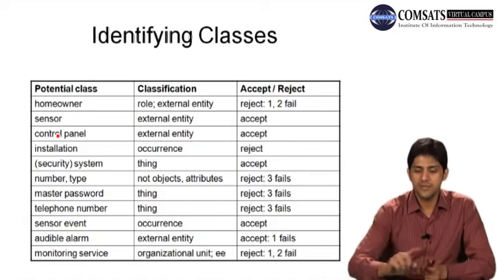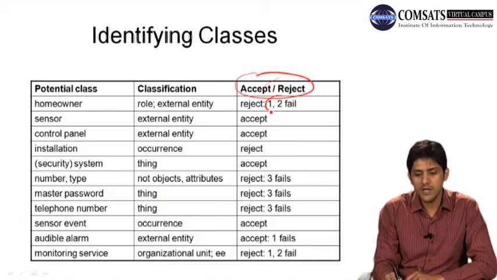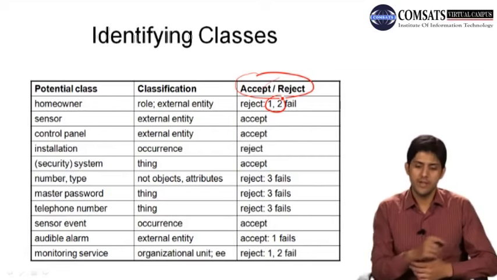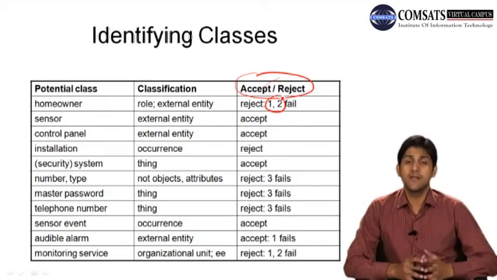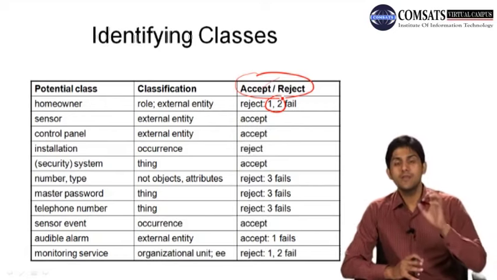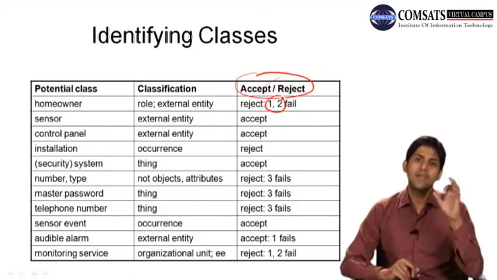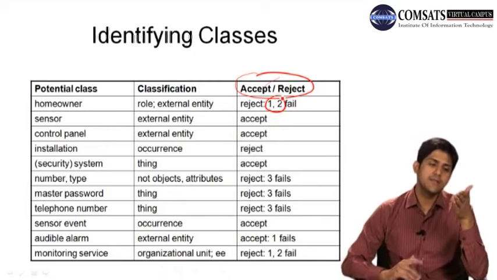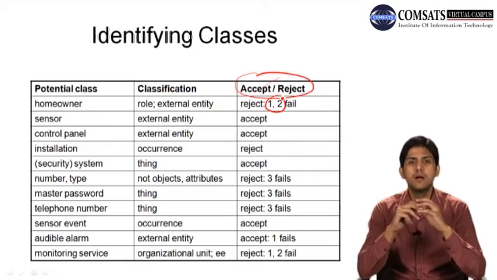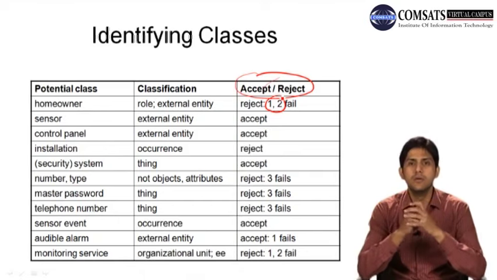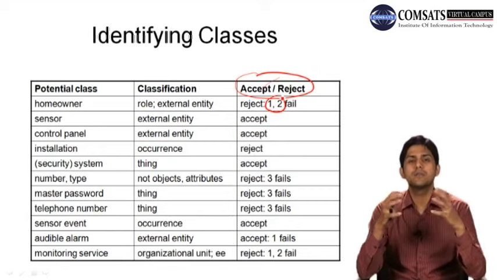In the accept and reject column, when we say reject, we have written which criteria it does not fulfill. For example, this homeowner, although it's a role and also an external entity, I told you we do make exceptions at times about external entities, but not always. Let's see the first thing, retained information. Do we actually store any information about that homeowner? No, because let's say you live with your family and you are 10 members in total.